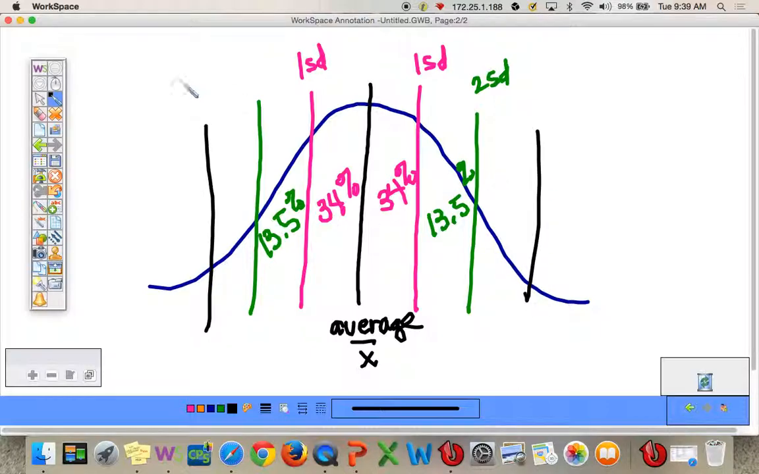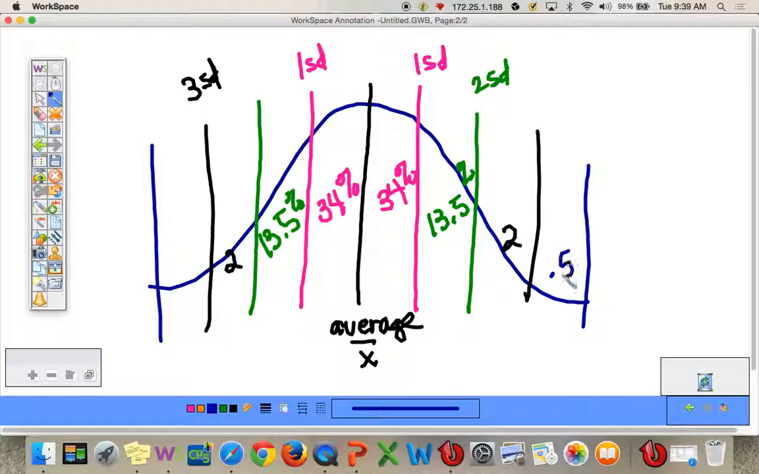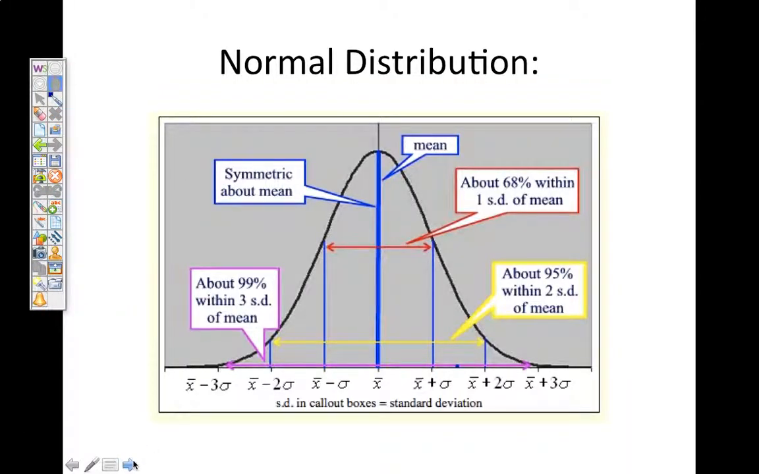Then you have 3 standard deviations away, and this is 2% on each end. And then you have 0.5% that are 4 standard deviations away, and this is 100% of your data. So let's apply it to a problem.